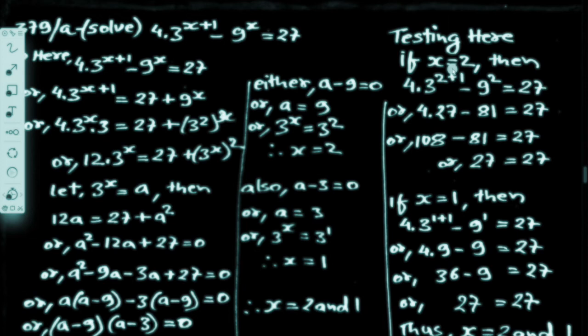Now for the next answer: if x equals 1, then we put 4 into 3 power 1 plus 1 minus 9 power 1 equals 27. 3 power 1 plus 1 means 3 power 2, which means 9. So 4 into 9 minus 9 equals 27. 4 into 9 is 36, and 36 minus 9 is 27. 27 equals 27. It means both x equals 1 and x equals 2 are right answers. Both satisfy our given equation.